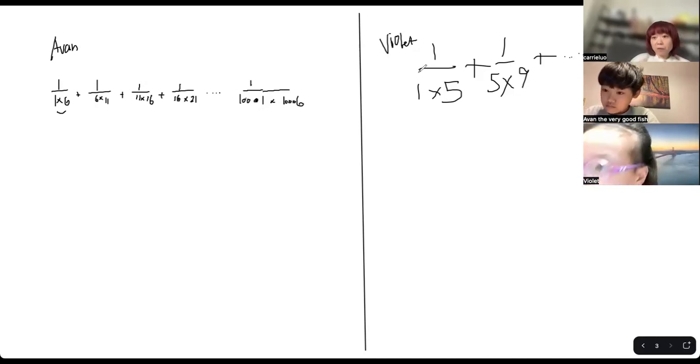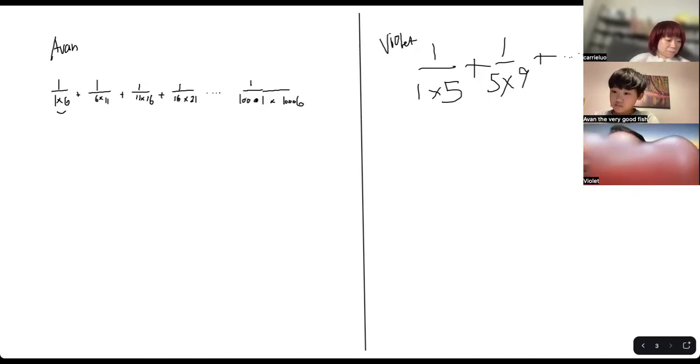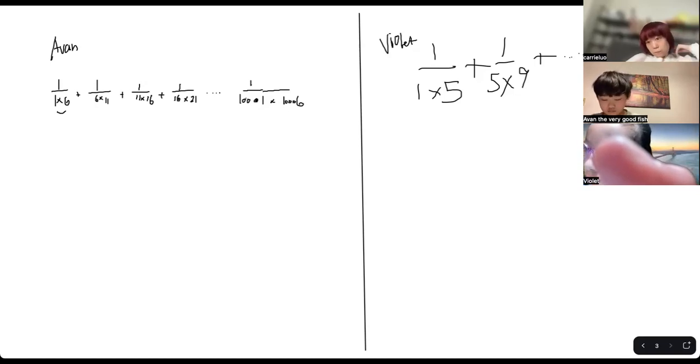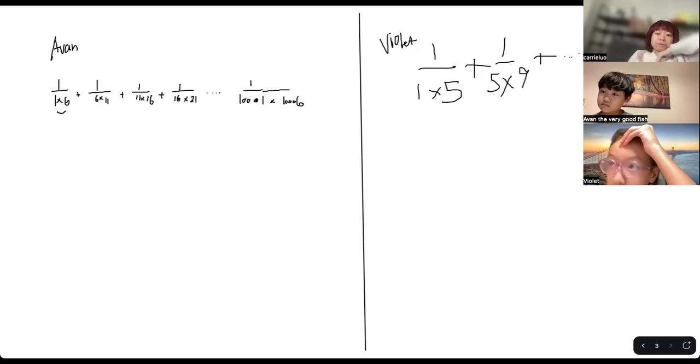Violet, have you finished writing? Or let me help you write it. What is the last term? How about 101 times 105? Easier. Okay, 101 times 105. Yeah, let me just do it for you.